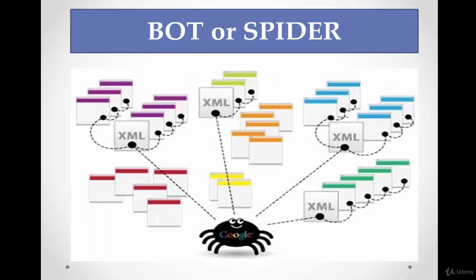A bot or a spider. It's a software application that runs automated tasks over the internet, such as a search engine spider. And the search engine spider for Google is called Googlebot.